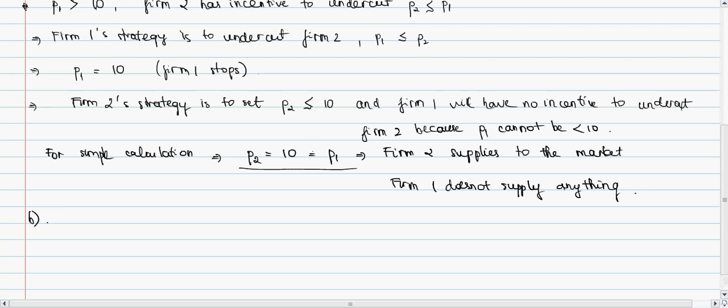Alright, so part B. The Nash equilibrium is where P equals 10, and firm 2 will supply to the whole market. Firm 2 captures the entire market.